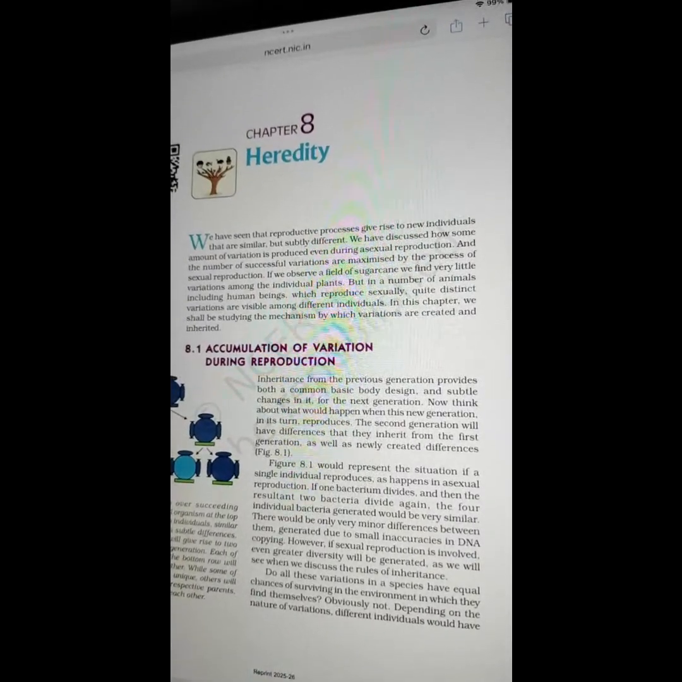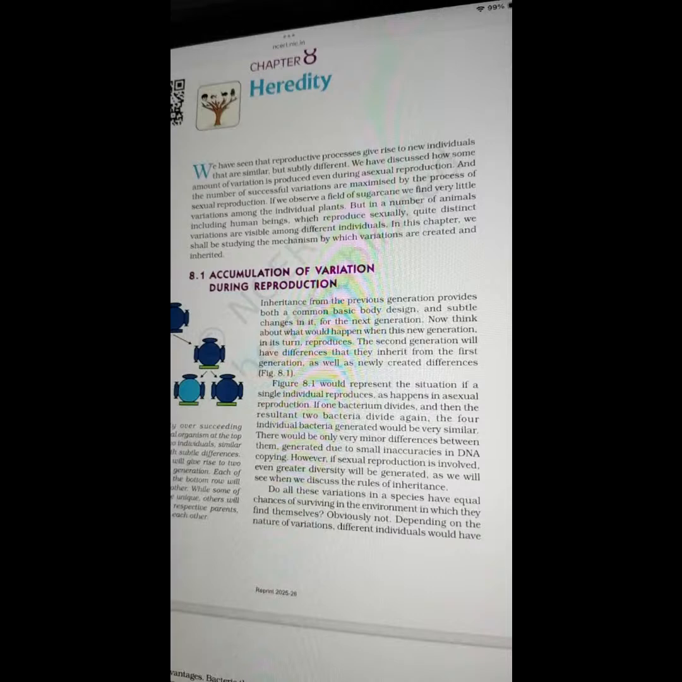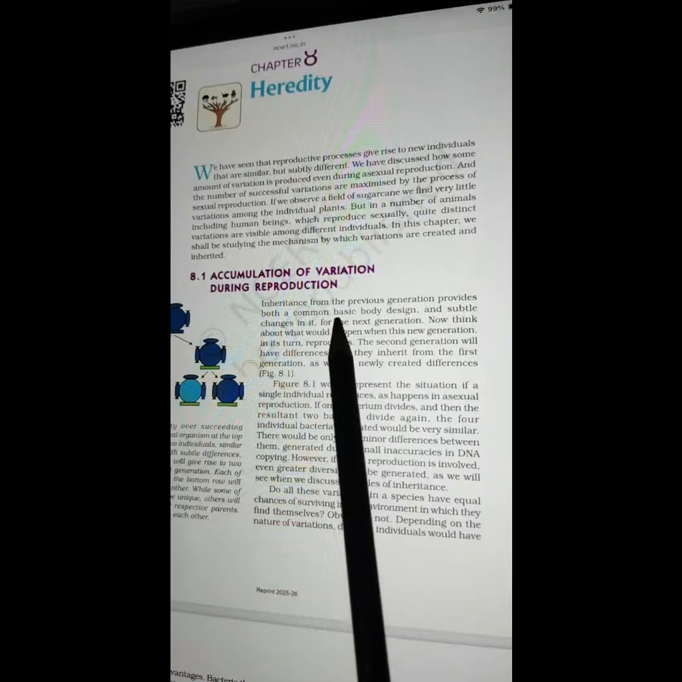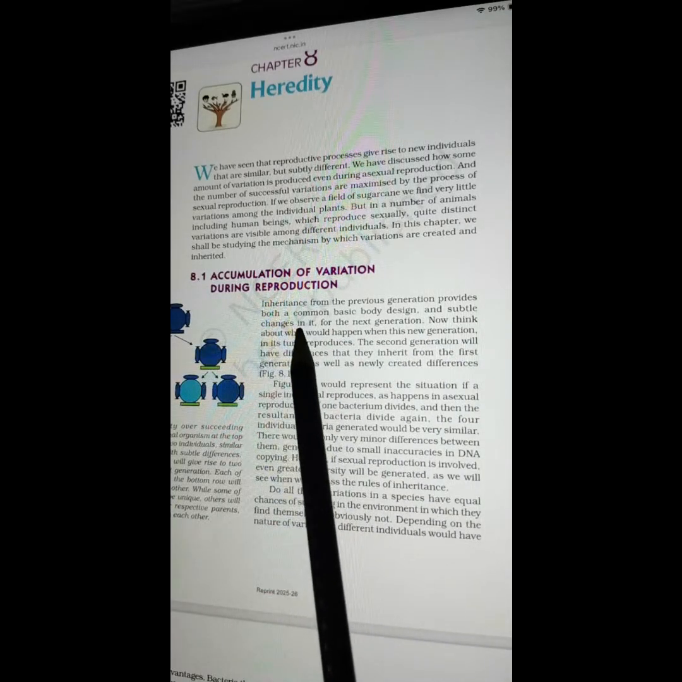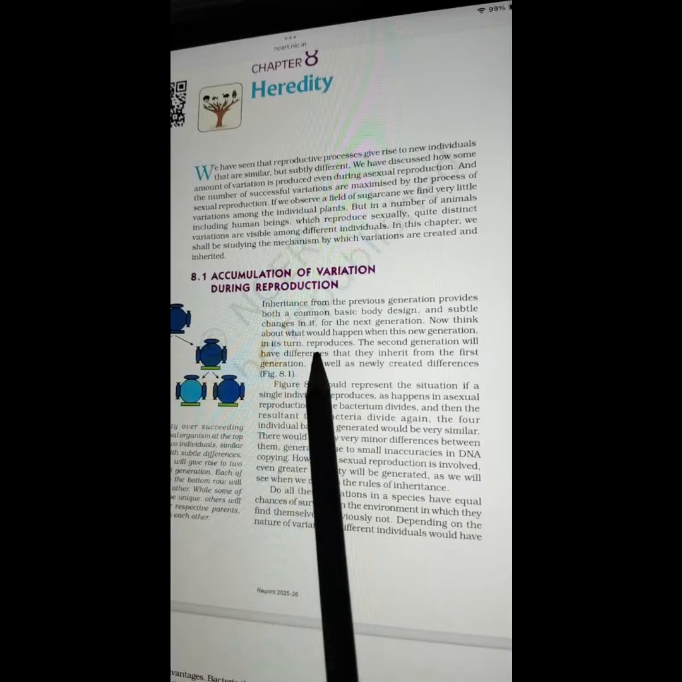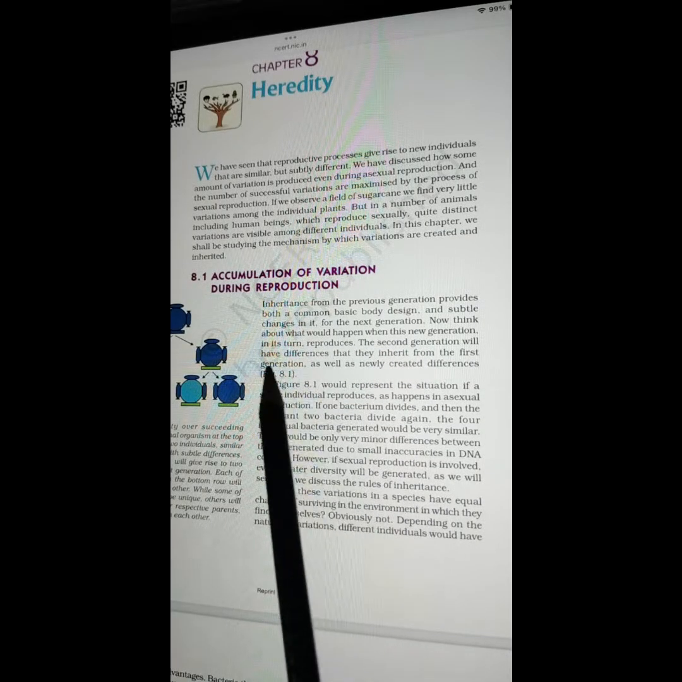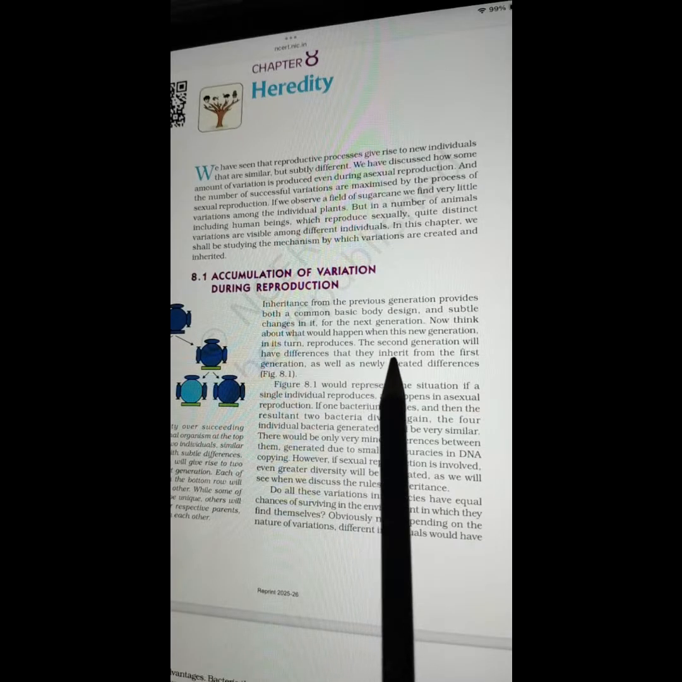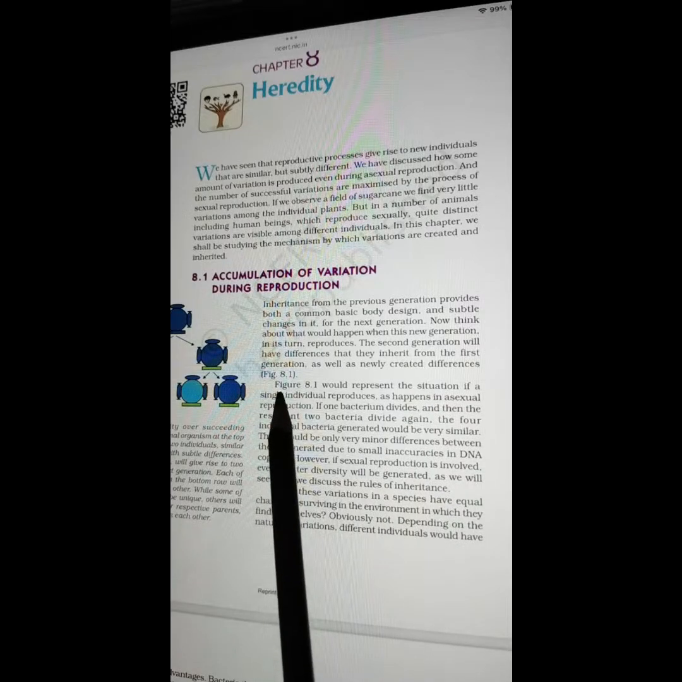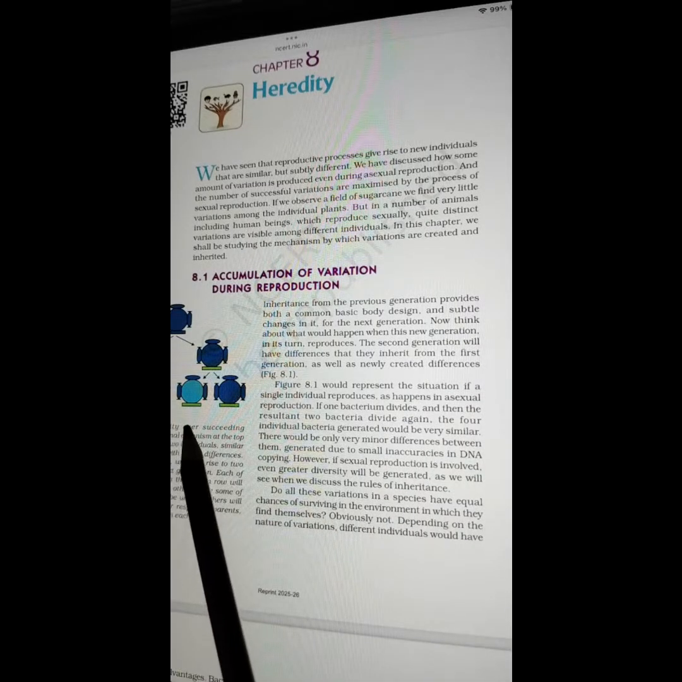8.1 Accumulation of variation during reproduction. Inheritance from the previous generation provides both a common basic body design and subtle changes in it for the next generation. Now think about what would happen when this new generation in its turn reproduces. The second generation will have differences that they inherit from the first generation as well as newly created differences, as seen in figure 8.1 given on the left, this one.